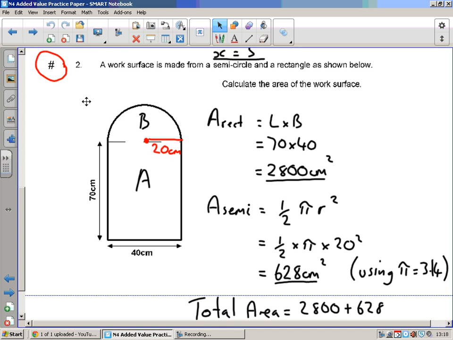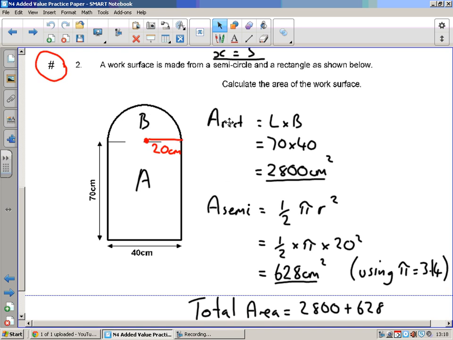And your problem solving mark here, that's what this hashtag is, they're calling them hashtag marks. Your problem solving mark comes from knowing it's a composite area question and also identifying that the radius is 20. Why is the radius 20? Well, down here, this line is 40. So this line, which is also the diameter of the semicircle, is 40, and therefore the radius is 20.